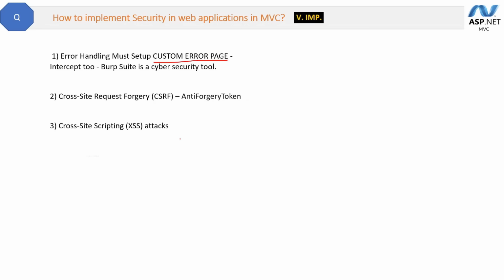Then the fourth one is malicious file upload. Suppose you have a file upload functionality in your web page, and the user is uploading some exe, some DLL, some file whose extension is very dangerous. So you have to restrict the user from this also. You have to mention that okay, only doc, XLS kind of files are allowed to be uploaded. In this way you can control the malicious file upload scenario also.